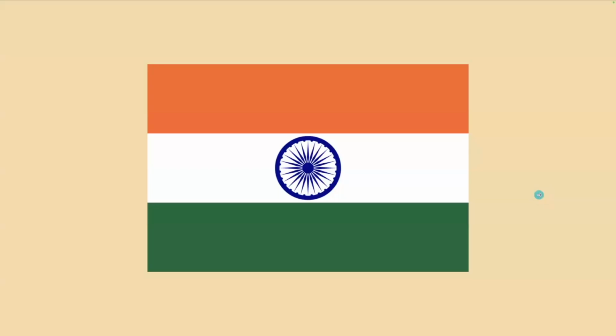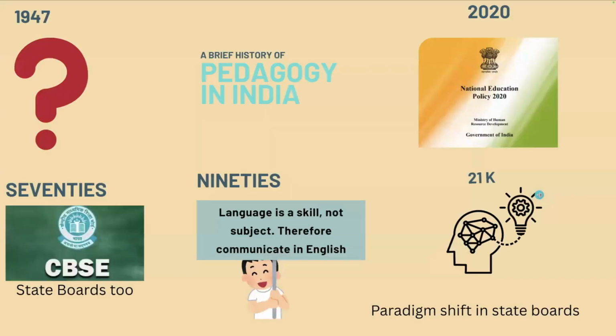But what happened in India? A brief history. Let's look at this. In 1947, there was a big question mark. What are we going to do about our learning? Students, little kids. So they developed this board called the Central Board of Secondary Education. There were state boards which already existed. All children used to study in their mother tongue. CBSE came with a lot of English. So it became very popular. So in the 70s, it started catching up.